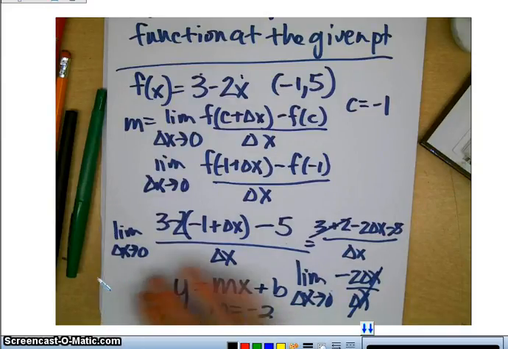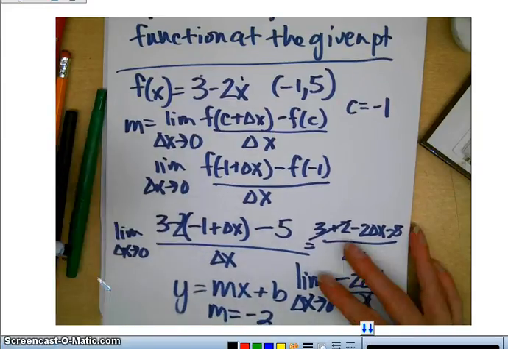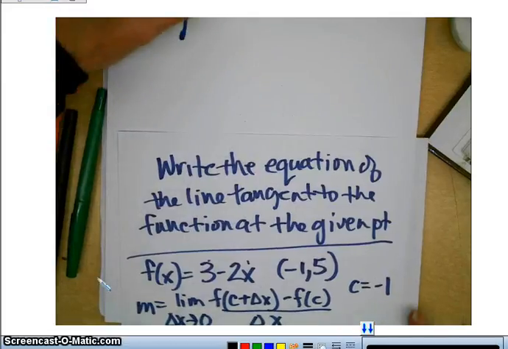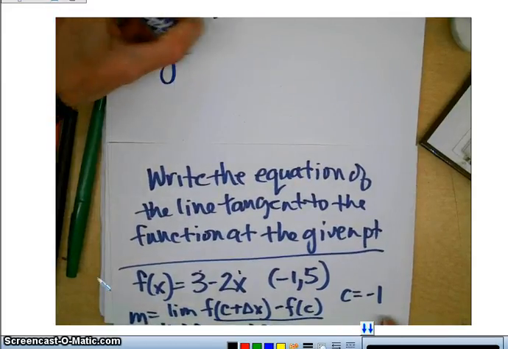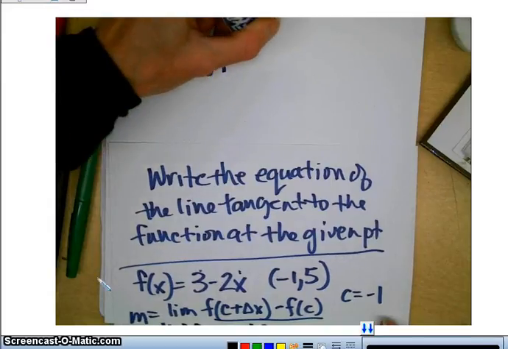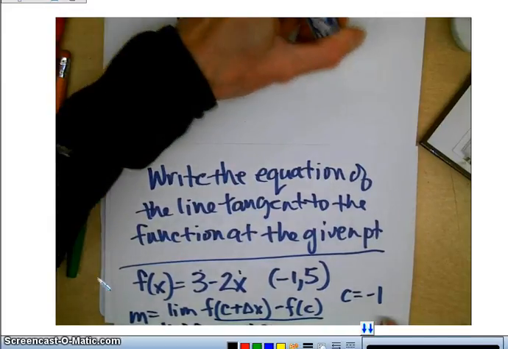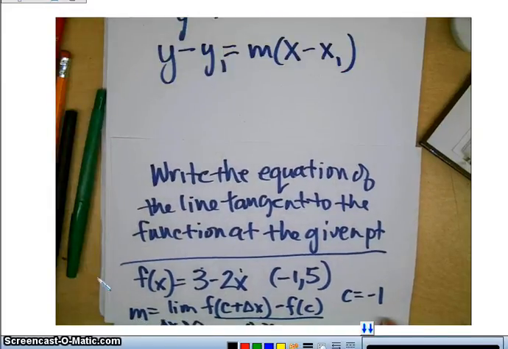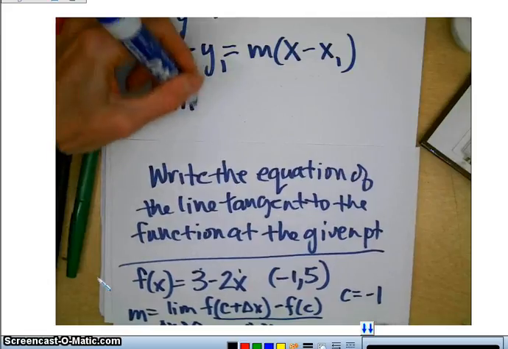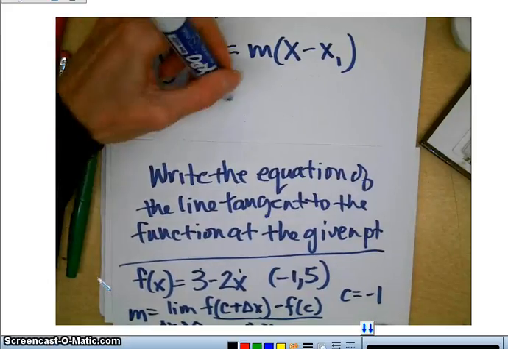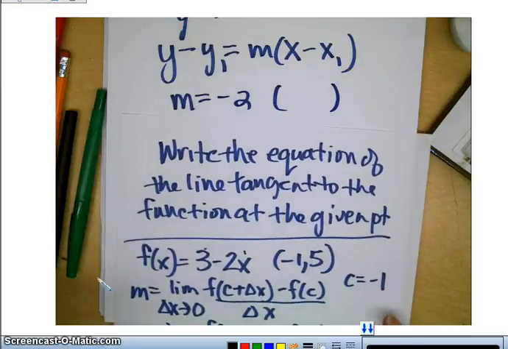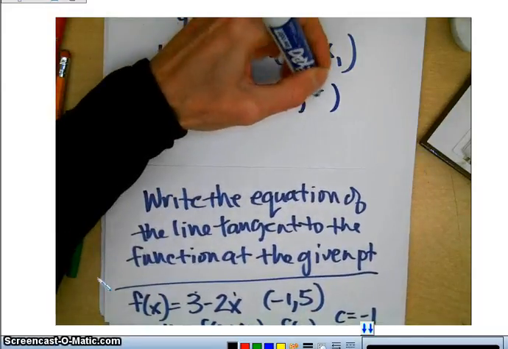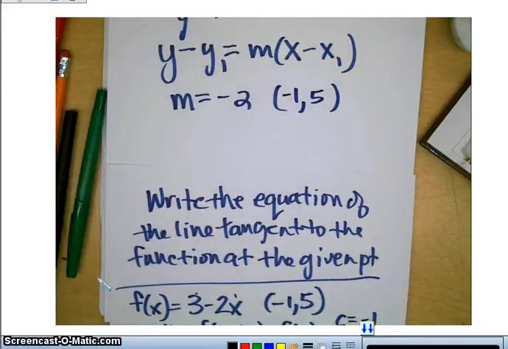So how would I write the equation now? Equation of a tangent line. Equation of a line is y equals mx plus b, actually, I like point slope form. Y minus y1 equals m times x minus x1. What do we know about our tangent line? What's its slope? Negative 2. We just went to all that work to find it. And what point does it go through? Negative 1, 5. So can you write the equation of the line now?